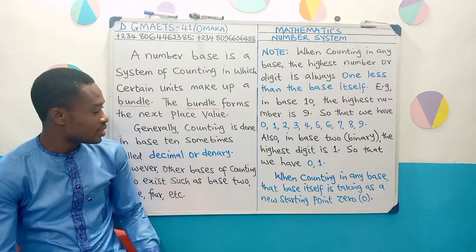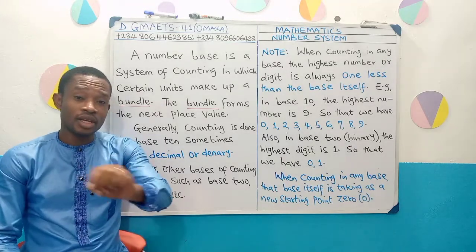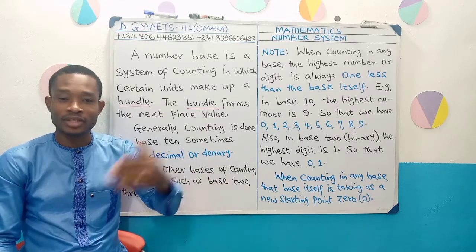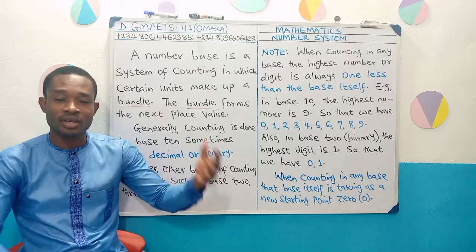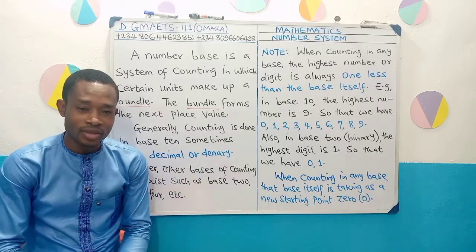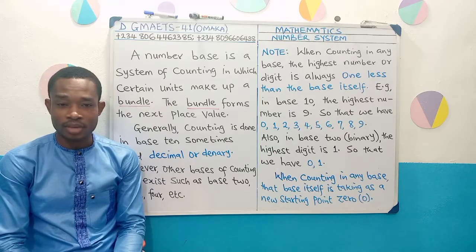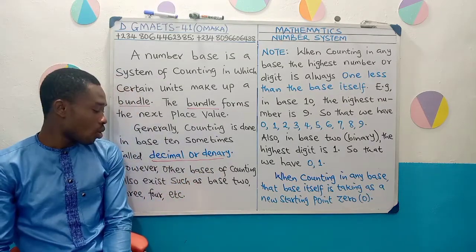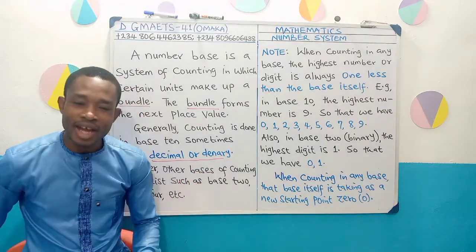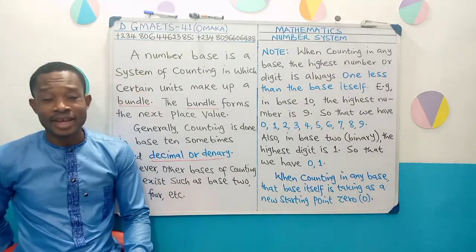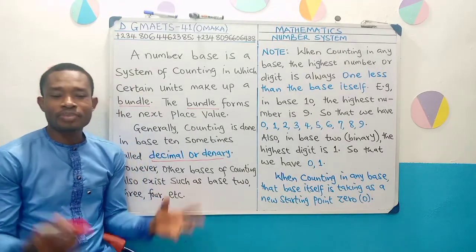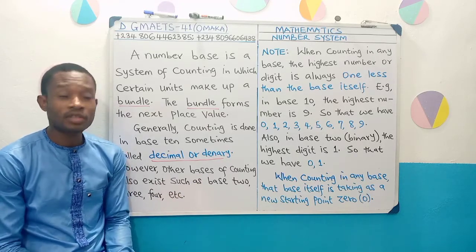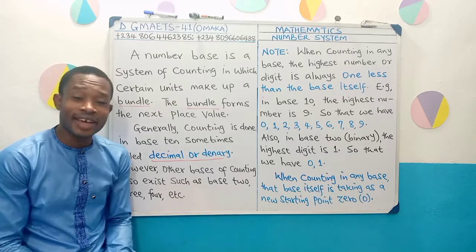So that is actually a system of counting. Generally, we count in base 10. You know that. Because our normal counting is from 1 to 10, 11 to 20, 21 to 30 in that order. That base 10 counting system is also known as decimal or denary. That we have on the board here. Decimal or what? Denary. Does that mean that we only count in base 10? The answer is no. We have other bases of counting. We can count in base 2, base 3, base 4, base 9, even more than base 10.